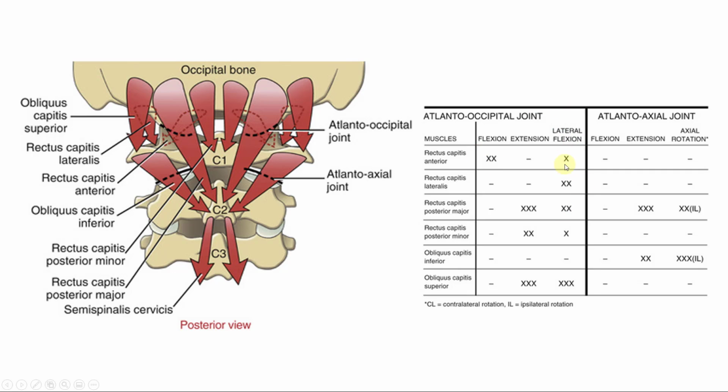But you can kind of see here that they're almost all involved in lateral flexion, and this is looking at either the atlantoaxial joint or the atlantooccipital joint, and you can see that a lot of these cross both of those. So this is the fine head movements that are occurring in the suboccipital joints.